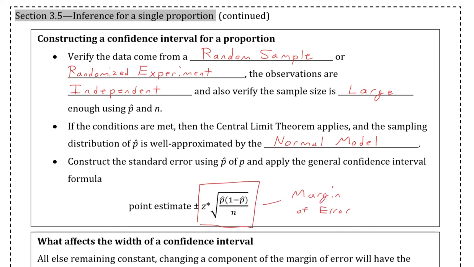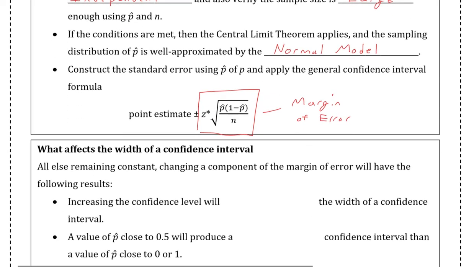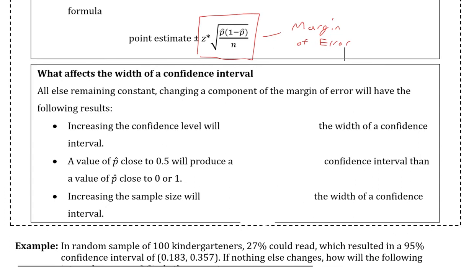You could change multiple things about a confidence interval, and we should know how those changes affect the width of the interval. If you increase the confidence level, which in turn increases the z-score value, this will increase the width of the confidence interval, since the margin of error becomes larger.